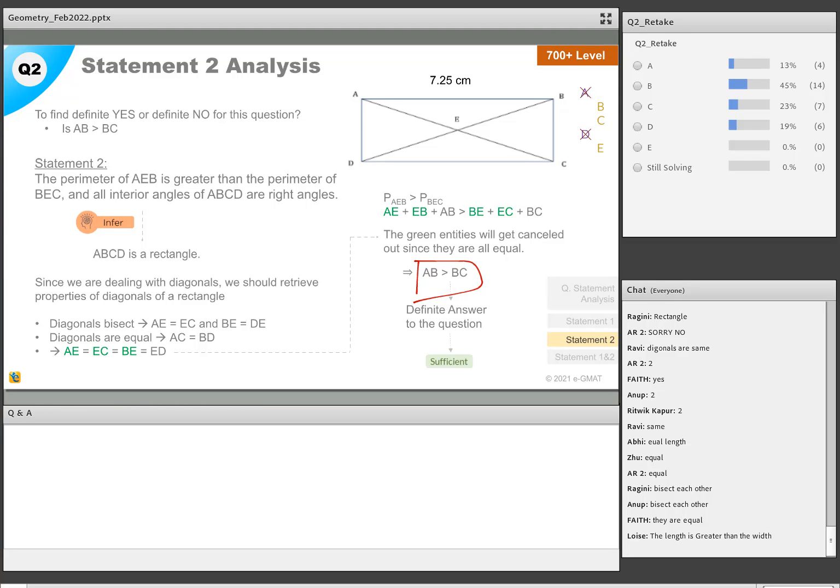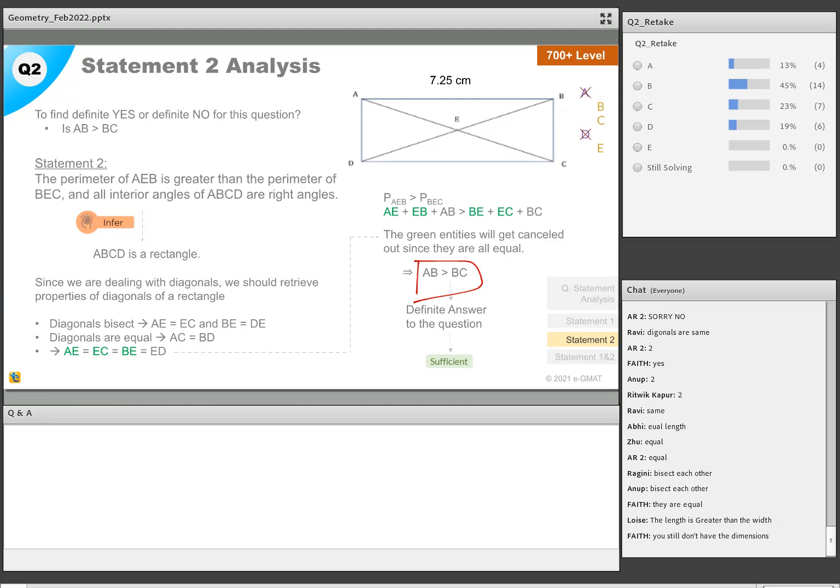Which is why the correct answer, which 45% of you got right this time, is option B. Now, those of you who did not get option B, tell me what went wrong. Why did you not get option B? Where did you falter? That's where your learning will come from. What is it that you missed?